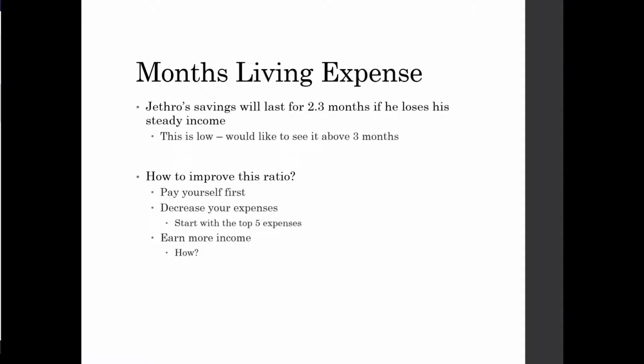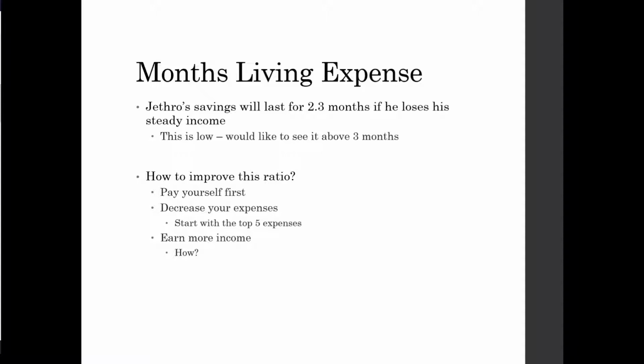Next way we can improve this ratio is to decrease your expenses. We can go back and look at Jethro's top 5 expenses and see if we can decrease them in some way, shape, or form in order to free up more money that we can put into savings. Also, if it's cheaper to live per month, that means the savings he has will last a little bit longer. So that can help you in 2 different ways.